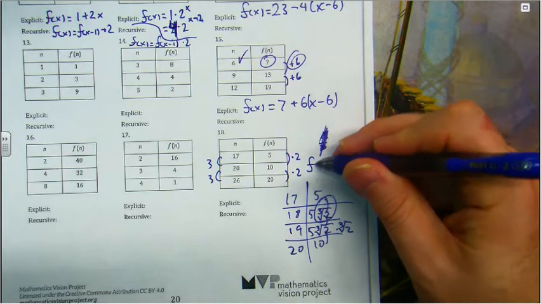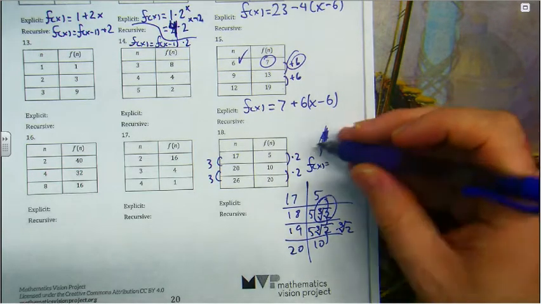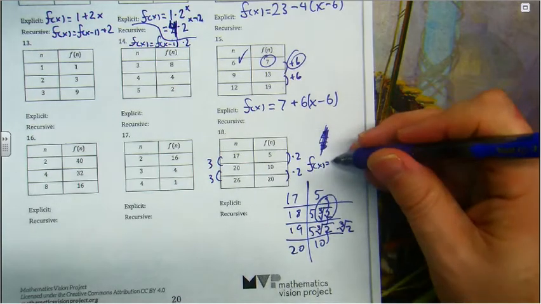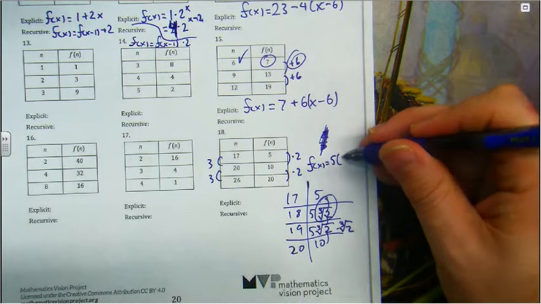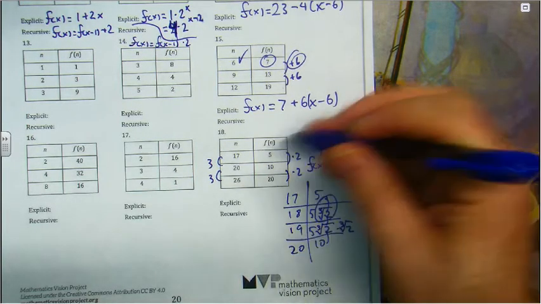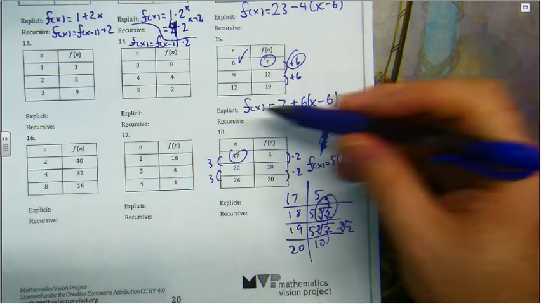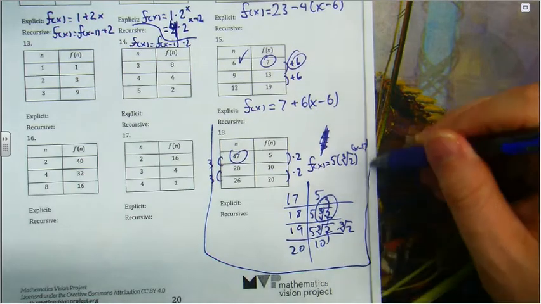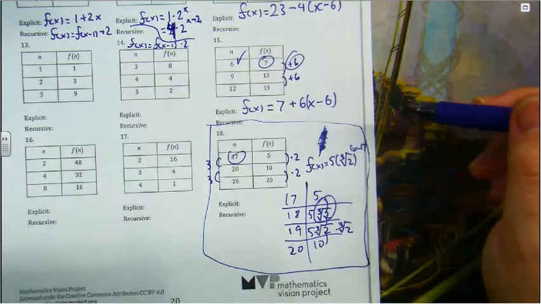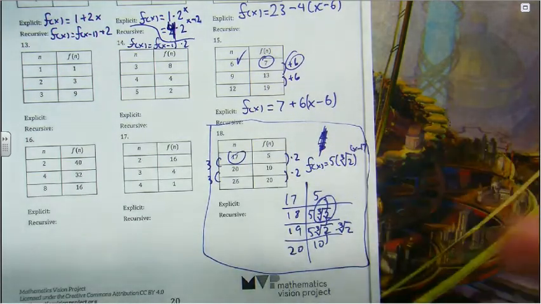So f of x equals my 17th term, which is 5, times the cube root of 2 to the x minus 17 power. Whoa, that's a wild problem. Good luck with that one. That's definitely the challenge problem. If that made any sense to you, congratulations.